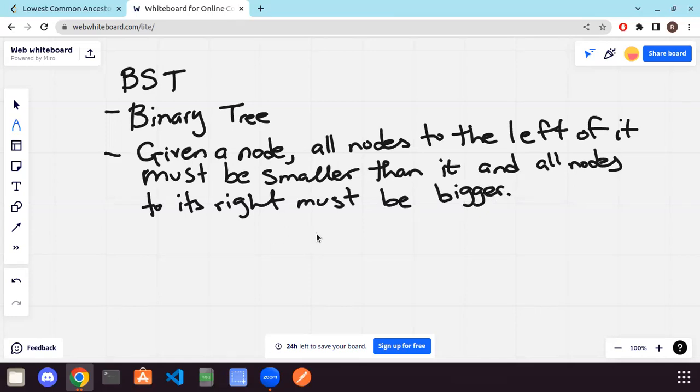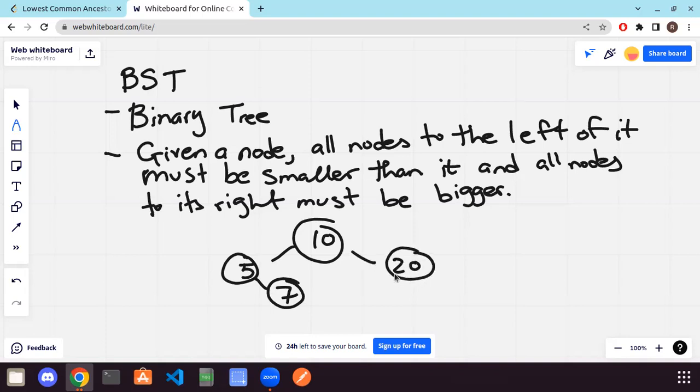So for example, let's say we have something like this. Something like this will be a binary search tree. So we take any node. Let's start with 10. We look at all the nodes on its left. Well, the nodes on its left are these two, 5 and 7. 5 and 7 are both smaller than 10. And to its right, we have these three nodes, 15, 20, 30. And all these nodes are bigger than it.